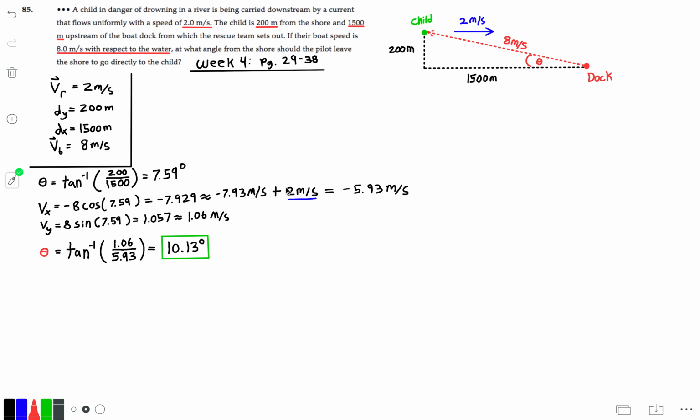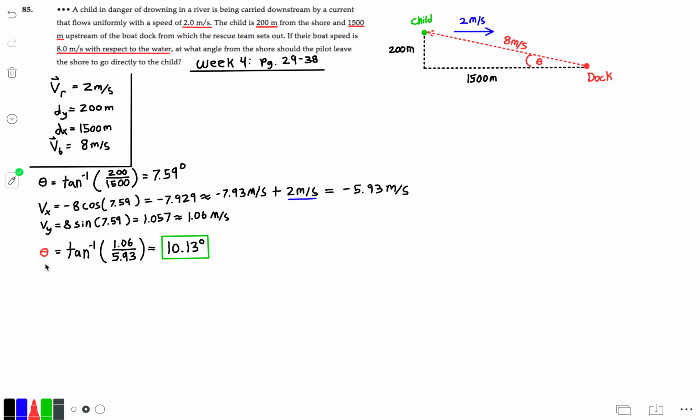We're going to get -7.93 meters per second. From here, we're actually going to add the velocity component for the river in order to balance this out to -5.93 meters per second. From here, we can go ahead and get the y component of the boat's velocity, which is a lot simpler. Just taking the sine here, we're going to get 1.06 meters per second.